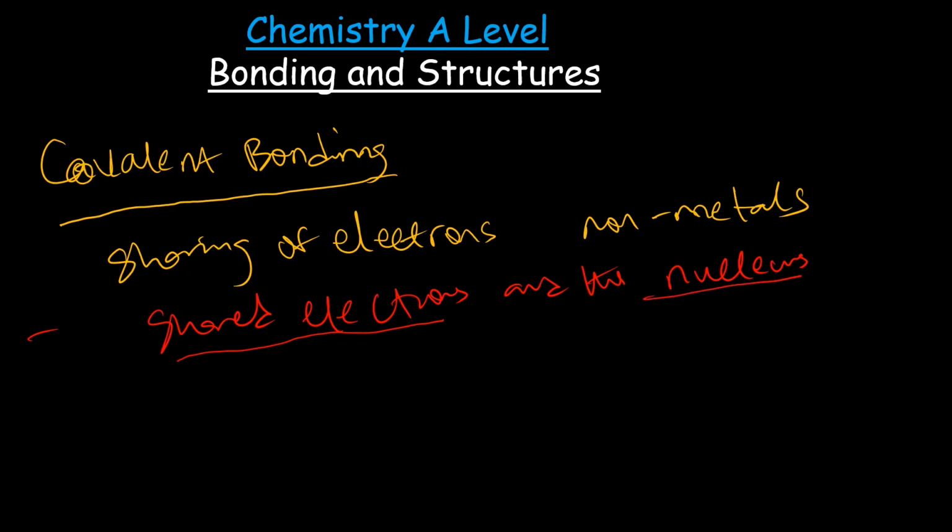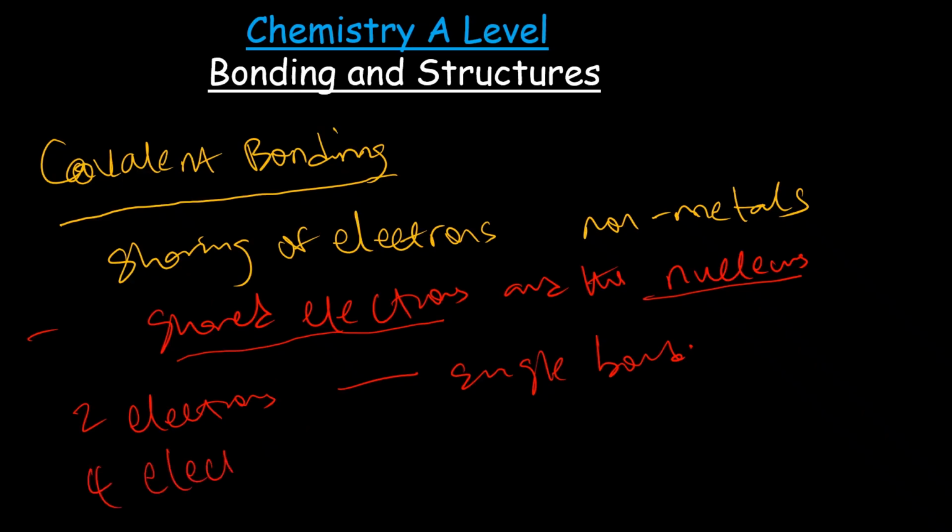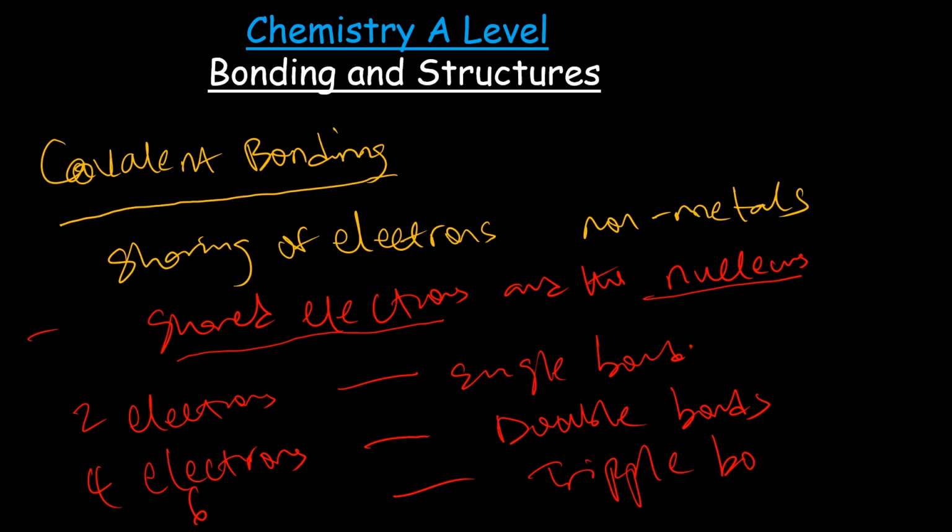Now if you have two electrons shared, this will form a single bond. If you have four electrons, two from each side of the non-metal, it forms a double bond. And if you have six electrons, it forms a triple bond. So this is how covalent bonds are formed.